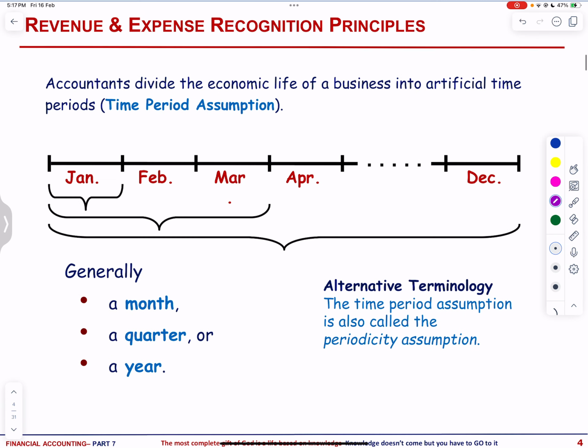In accounting, the periodicity assumption divides a business's economic activities into specific time periods like months, quarters, or a year. This allows for easier tracking, analysis, and reporting of financial information within these defined time frames.